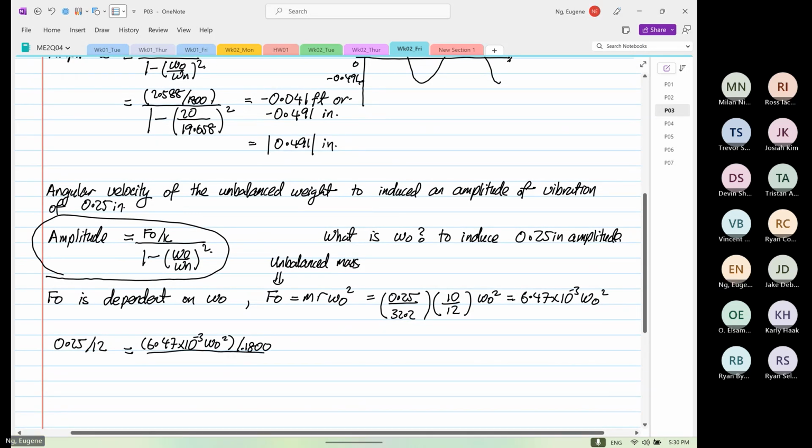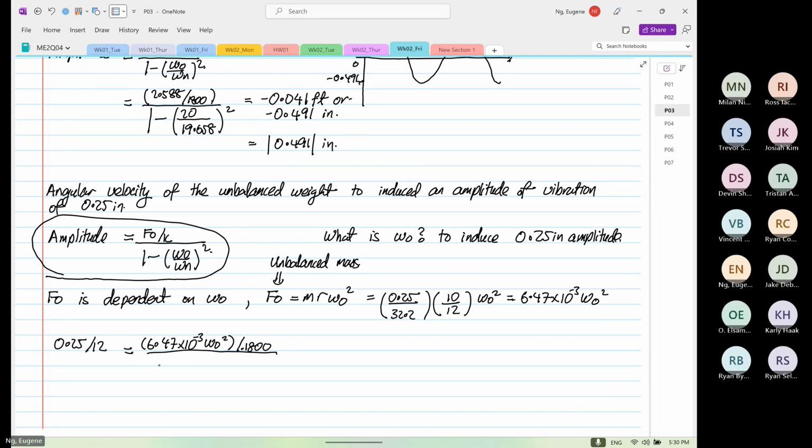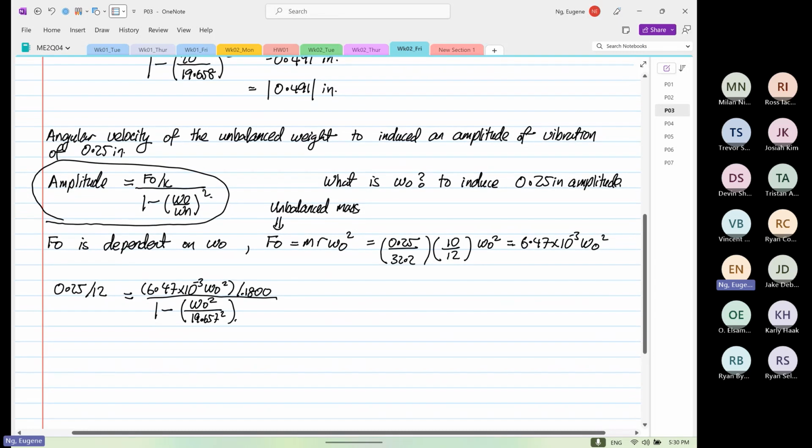Then divide by 1 minus omega naught squared over omega n squared. We know omega n is equal to 19.657, so 19.657 squared. So now we have to solve for this.